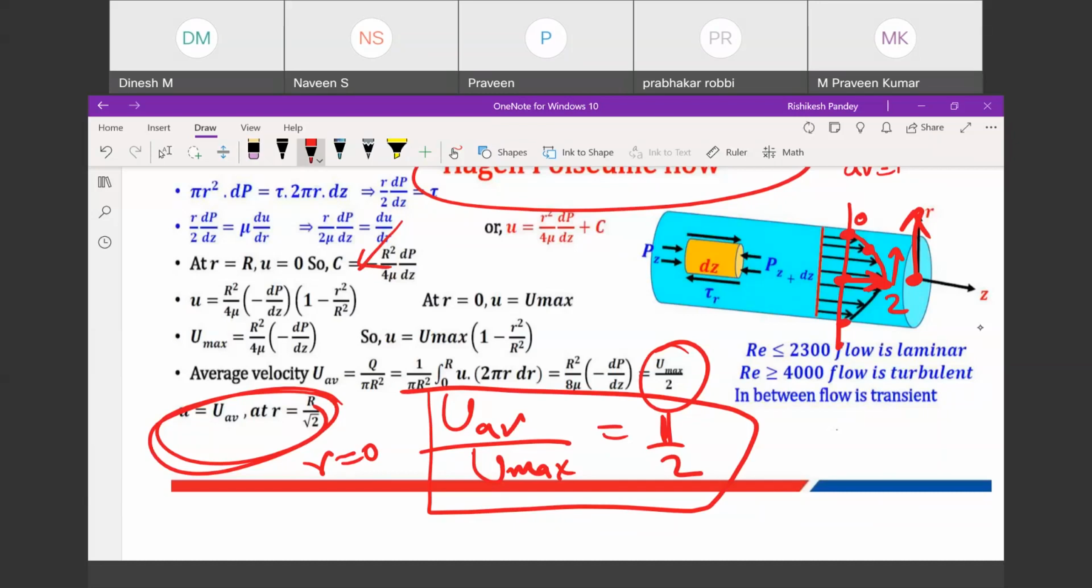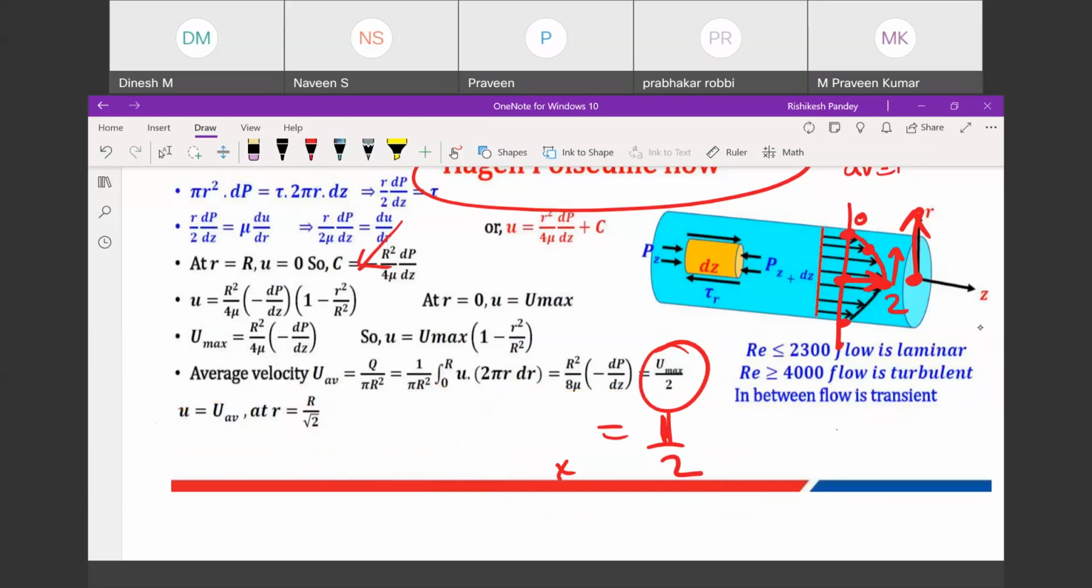Clear? You can note and then let me know when I can proceed further. See, the points I am telling you are where questions come from. Even in GATE they are asking questions from these topics only, right?